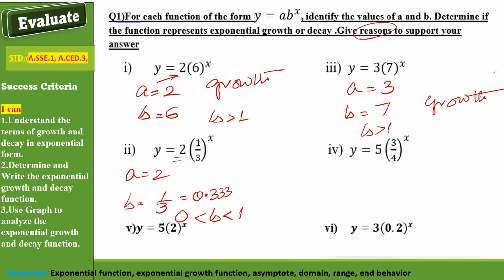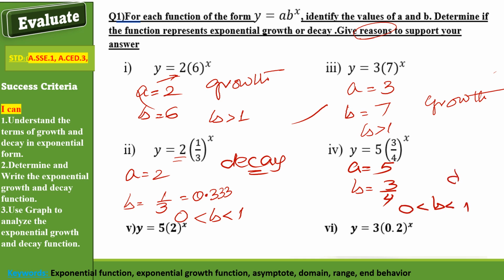Now the next question. 5 times 3/4 whole to the power of x. Here it is decay. If you see here, a is 5, whereas b is 3/4. If you write it in decimal, it is less than 1 and greater than 0, so you will get a decay function.